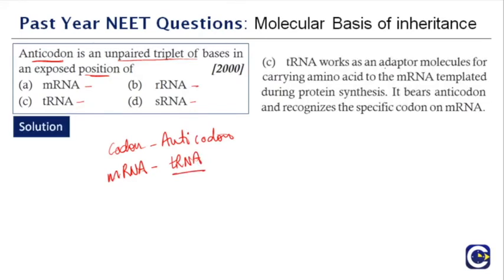tRNA works as an adapter molecule for carrying amino acid to the mRNA template during protein synthesis. Okay, it bears anticodon and recognizes specific codon on mRNA and helps in the process of translation. Okay, so anticodons are always present on tRNA. Right option is C.